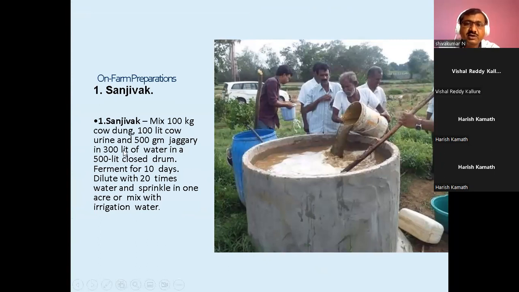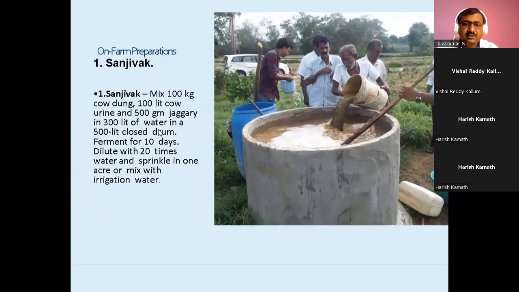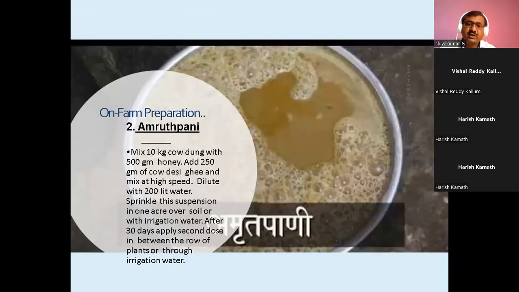So this is about Sanjeevak. This is also similar to other products. The process is the same. You can just go through and follow the procedure. Amrut Pani also improves plant growth and provides nutrients, so the plant will grow actively at the initial stage.